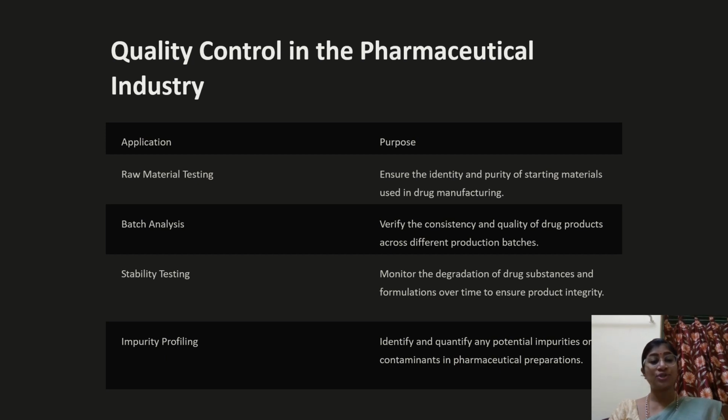Quality control in the pharmaceutical industry. Raw material testing: ensure the identity and purity of starting materials used in drug manufacturing. Batch analysis: verify the consistency and quality of drug products across different production batches. Stability testing: monitor the degradation of drug substances and formulations over time to ensure product integrity. Impurity profiling: identify and quantify any potential impurities or contaminants in pharmaceutical preparations.